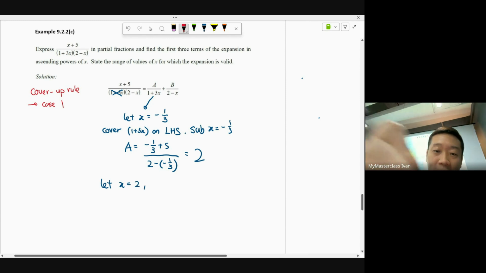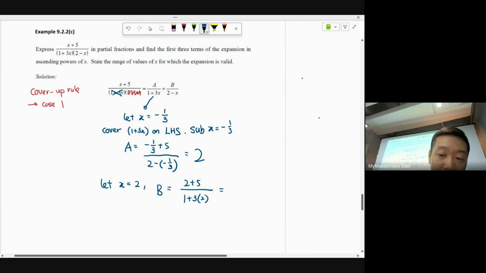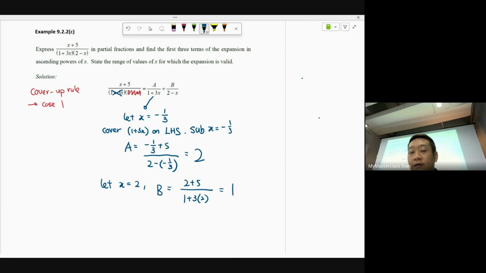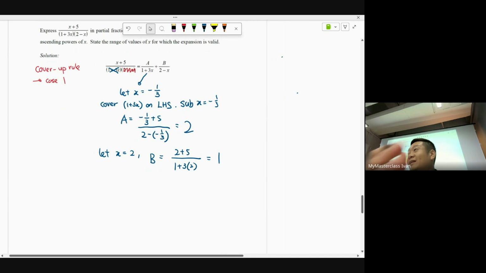So all you need to do, I use red. Cover up the red one. Okay, so B is just equals to 2 plus 5 over 1 plus 3 times of 2. Okay, and that will give you 1. Or cover-up rule, whatever you use, you must use your thumb to cover on the left side. If not, it doesn't make sense. Like, if you sub it in, the denominator will be cancelled away. But cover-up rule can only be used for case 1.